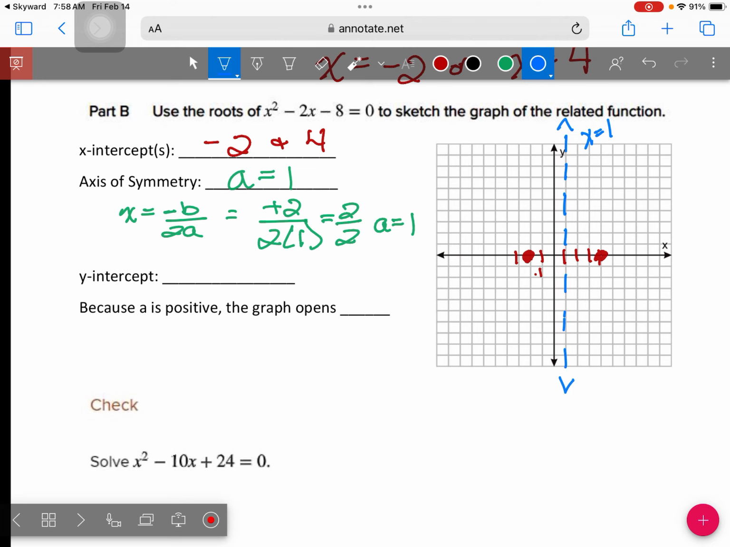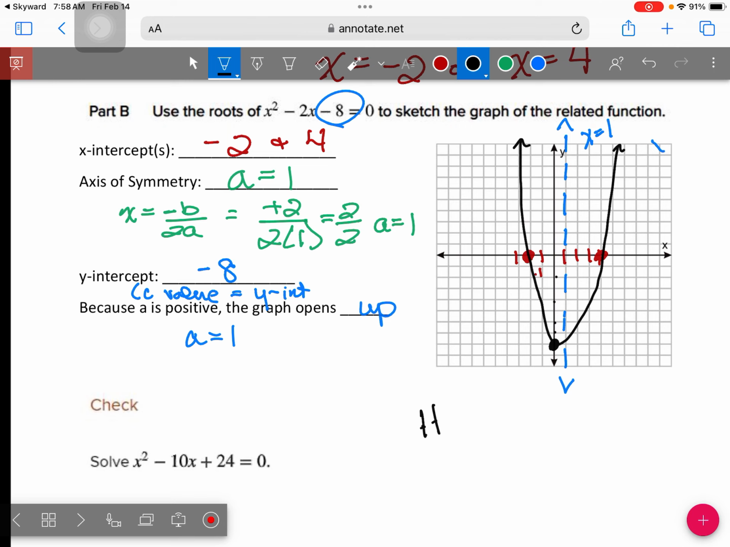Because A is positive, the graph opens what? Up or down? Up. Okay, A was equal to 1. The y-intercept, if you remember, is your C value. My C value here is -8. The C value is equal to the y-intercept. So on the y-axis, let's find -8. 1, 2, 3, 4, 5, 6, 7, 8. We know it's opening up. So here is your parabola.